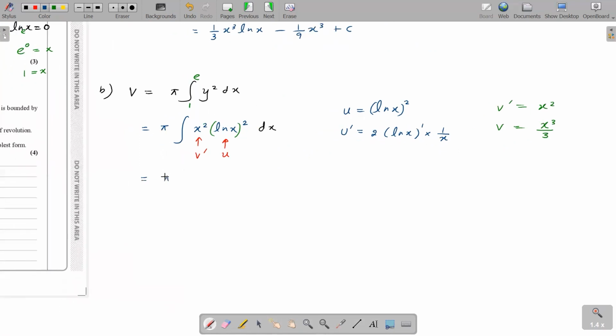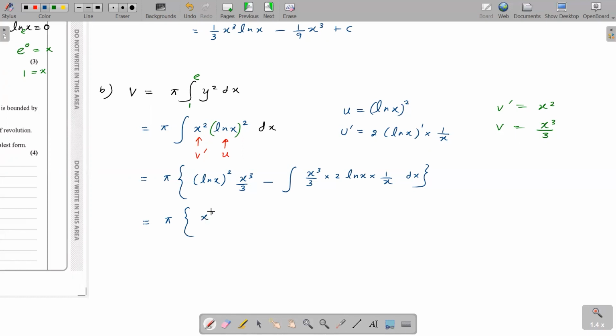Okay, so volume equals pi. Shall we integrate? So uv minus integration of v u dash. u is ln x squared, uv is x cubed over 3 times ln x squared, minus integration of v, which is x cubed over 3, times u dash, which is 2 ln x times 1 over x. Are you all with me? This is the integration by parts rule: uv minus integration of v u dash. Okay, so then let's input the values.